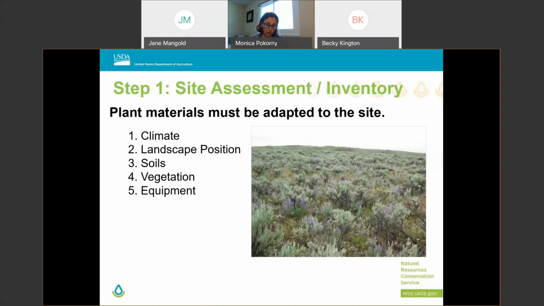Landscape position is also really important. You want to know what elevation your planting is going to be on. Also the slope, because you can have differences in plant communities from one slope to the next or one aspect to the next. And also the hydrology of your site. If you're down in the lowlands, you need to pick plants that might be suitable to maybe some inundation or spring flooding.